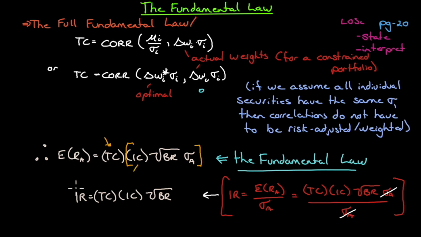The information coefficient is the manager's ability to forecast correctly. The higher their ability to forecast correctly, the higher the expected active returns. Breadth is a little bit tricky to explain, so let me try here.